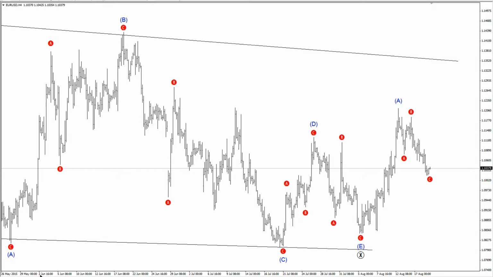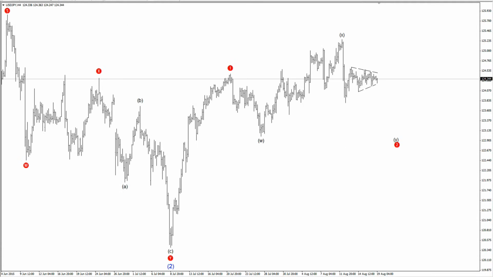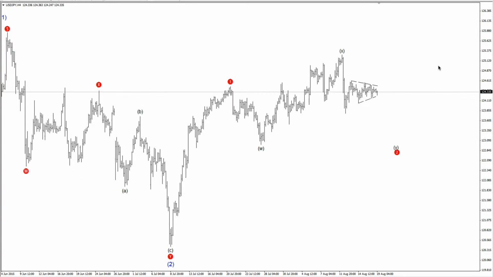Okay, let's move on to dollar yen. The triangle on dollar yen has completed and I am looking for more downside pressure on this pair. Also, if the FOMC statement today is negative on the dollar, this should decline also based on that. The 123 level is still the target for this decline.